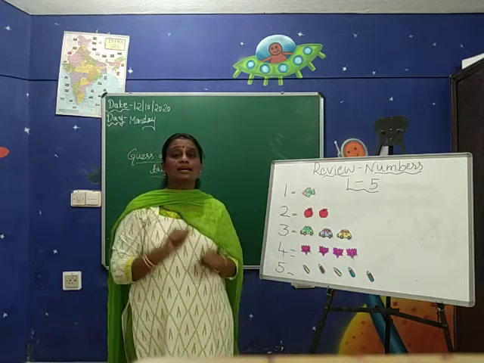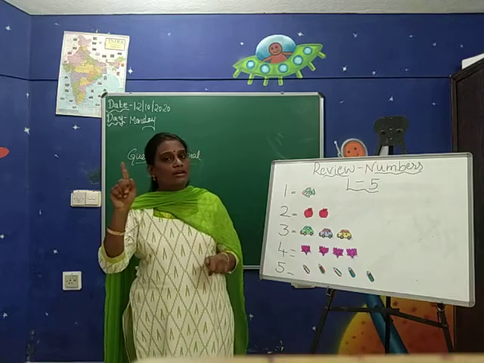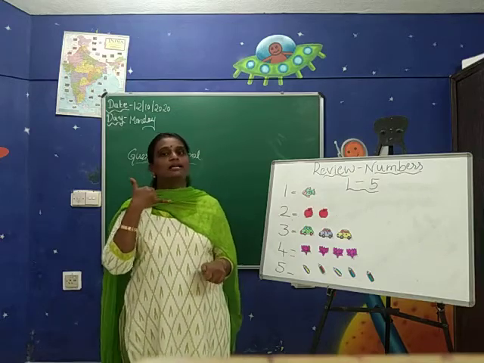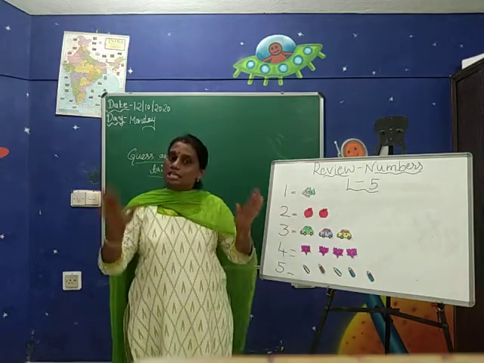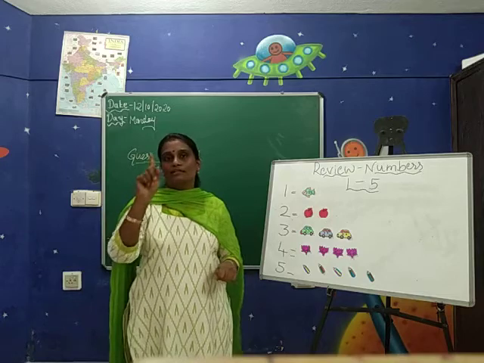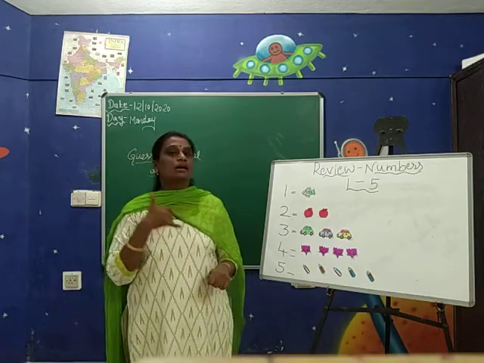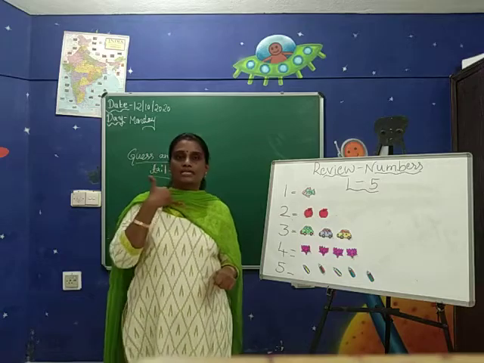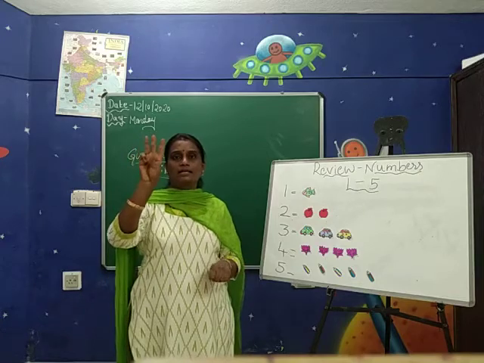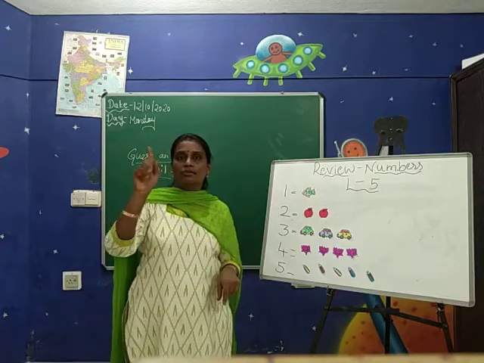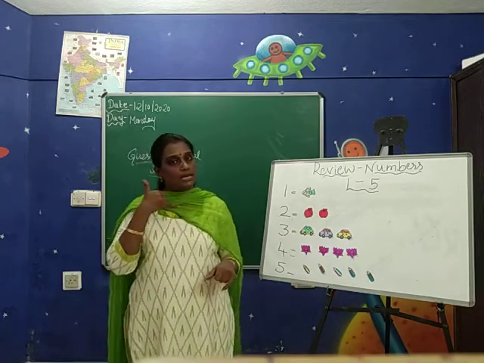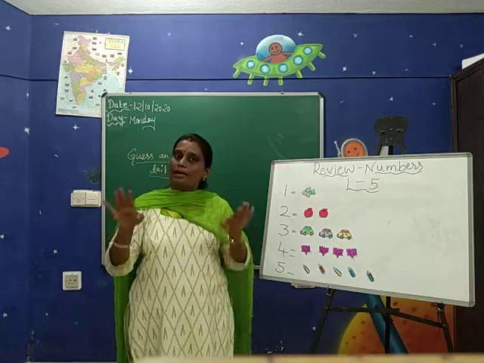Five little monkeys jumping on a bed. One fell down and bumped his head. Mama called the doctor. Doctor said, no more monkeys jumping on a bed. Four little monkeys jumping on a bed. One fell down and bumped his head. Mama called the doctor. Doctor said, no more monkeys jumping on a bed. Three little monkeys jumping on a bed. One fell down and bumped his head. Mama called the doctor. Doctor said, no more monkeys jumping on a bed.